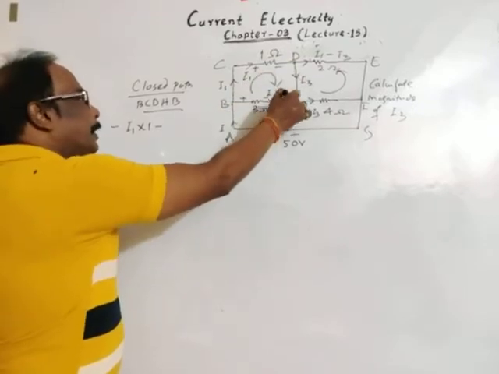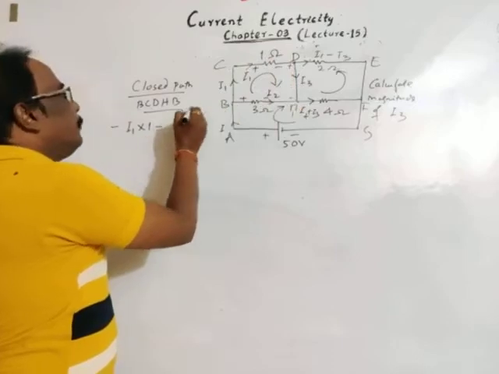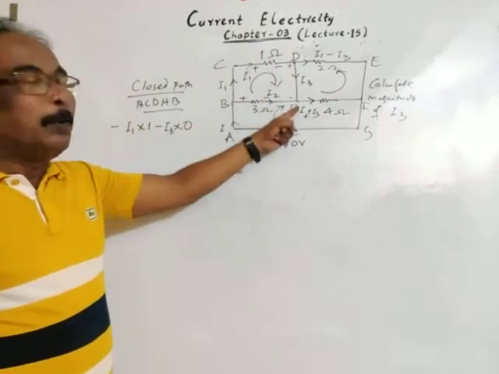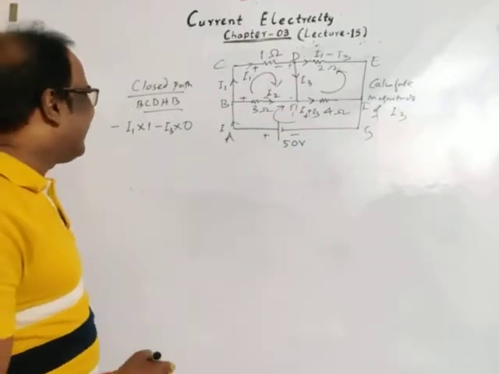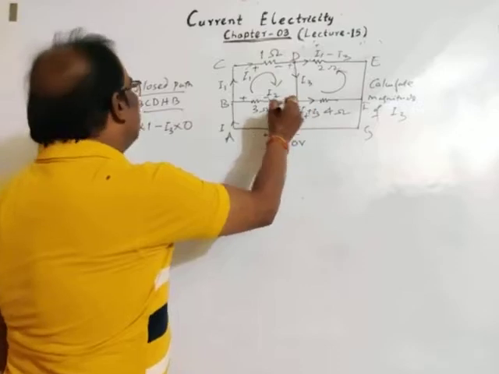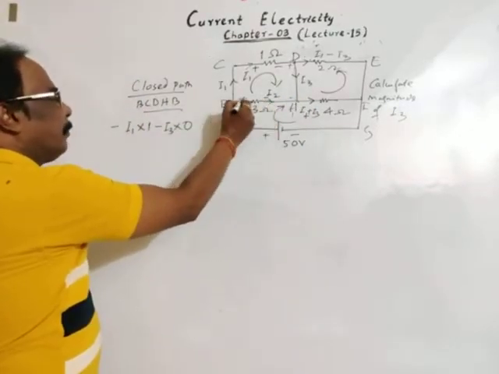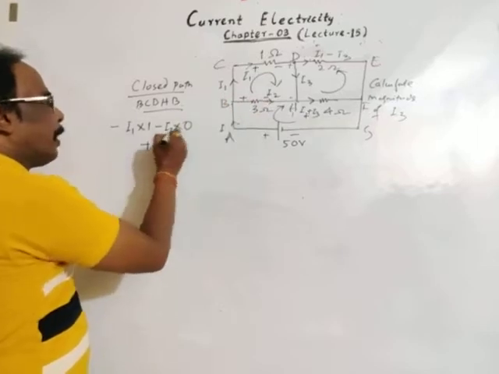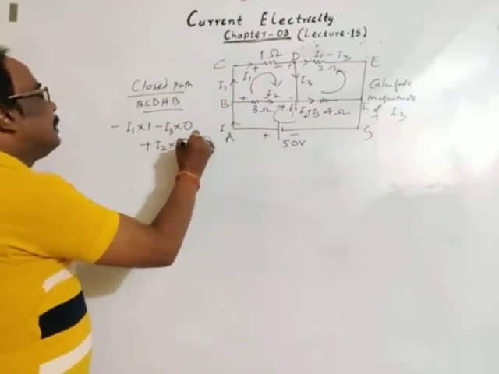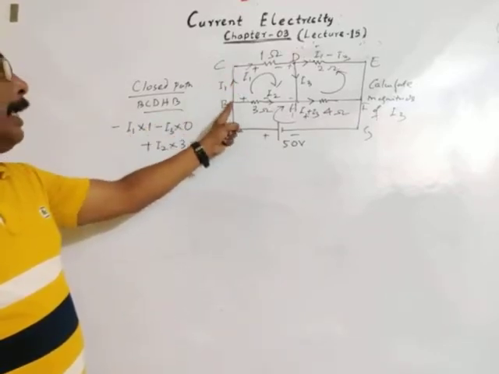So current is flowing along this branch. This is high potential, this is low potential. So minus I3 into 0, there is no resistance, there is no potential drop. Then from H to B, we are traveling from low potential to high potential, plus. Current is I2, resistance is 3, is equal to 0.